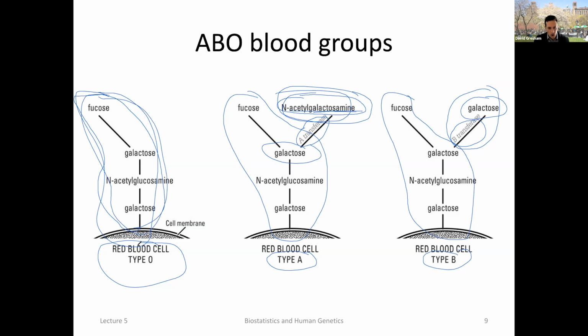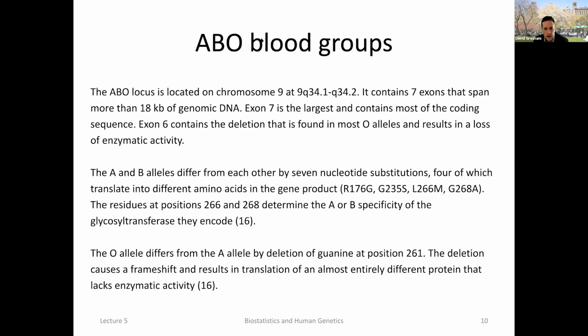So type O people do not have a functional transferase. Since they essentially have a null mutation, they lack the ability to attach an additional molecule to this carbohydrate backbone. This results in the absence of any additional sugar being attached here. All right, and here I put a little blurb about the actual molecular characterization of the ABO locus. It's on chromosome 9.